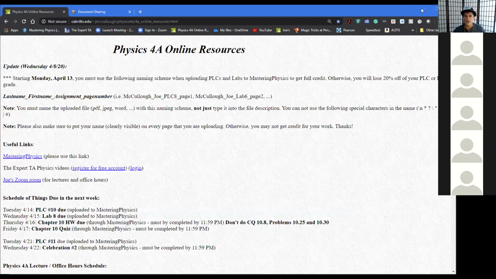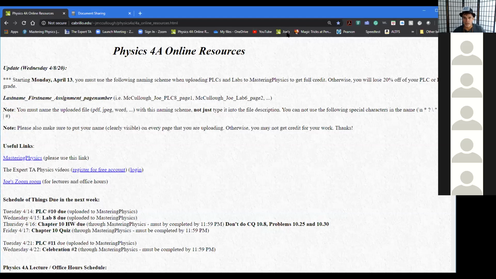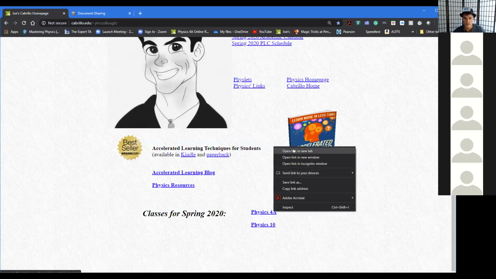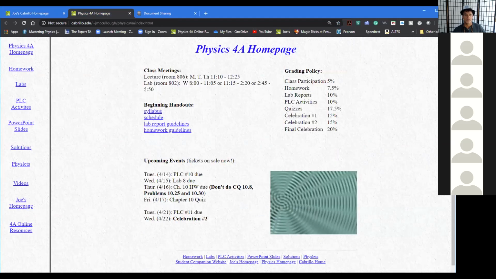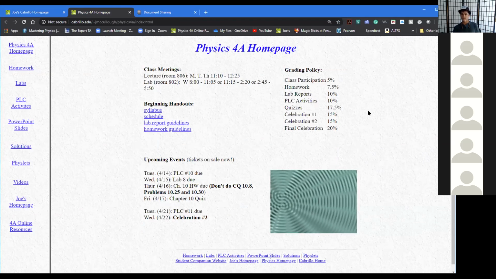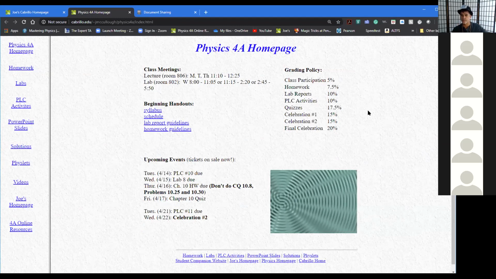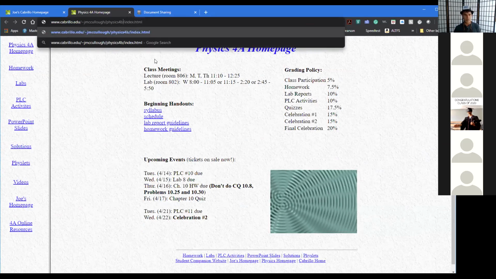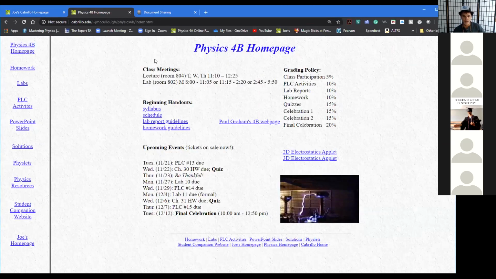So again, this is nothing completely relevant for right now, but if you go to open link in new tab. Can everyone see this physics 4A homepage? Somebody give me a thumbs up or yes? Yes. Okay, so if you go to the website address and you just change the 4A to 4B, what you have is my old physics 4B website from the last time I taught it.